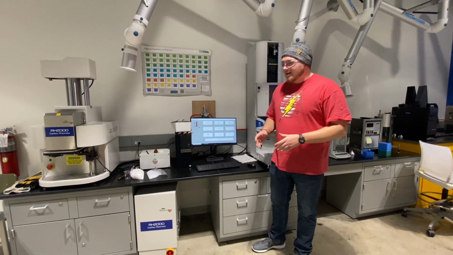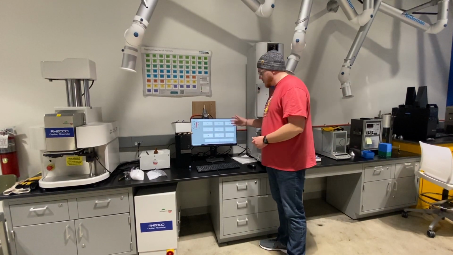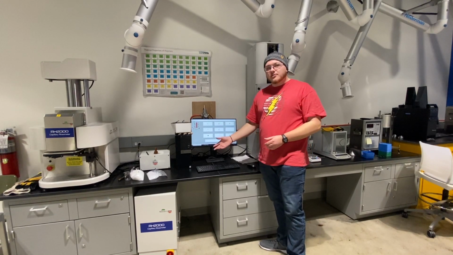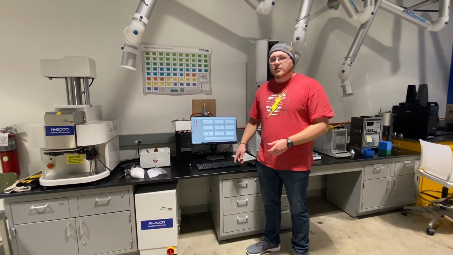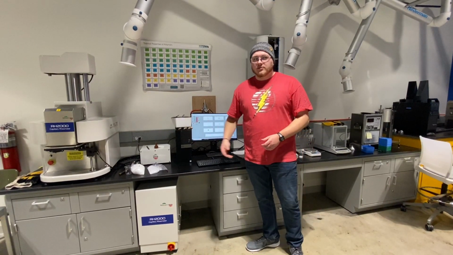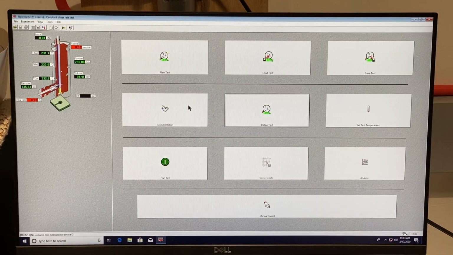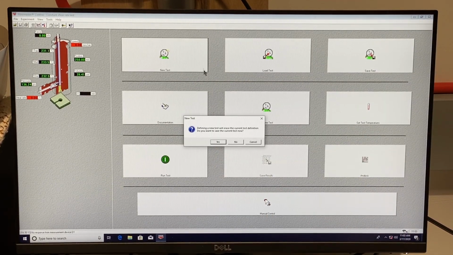I'm going to explain to you guys how to use the capillary rheometer. First, we're going to go over what's on our monitor here, how to set up our test, and what the test is specifically going to do. And then from there, we'll move over to how to actually use the rheometer itself. All right, so here we have a monitor. We have a way to start a new test. So we'll go ahead and click New Test.